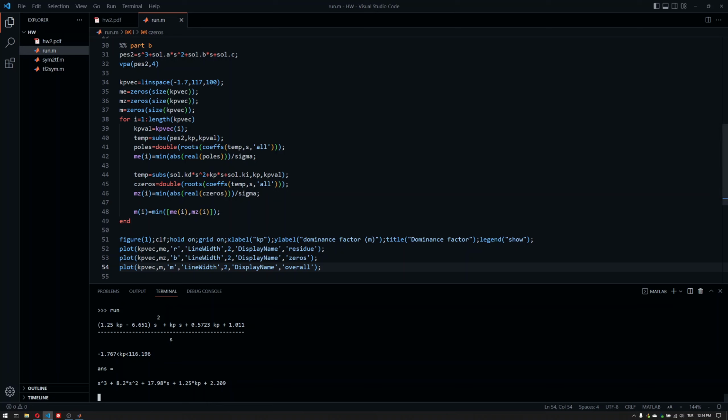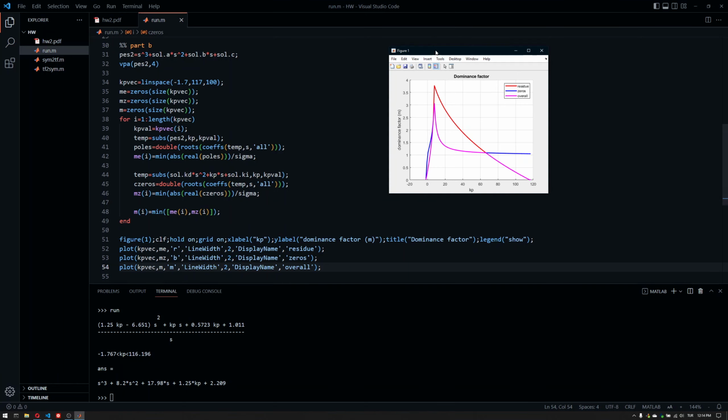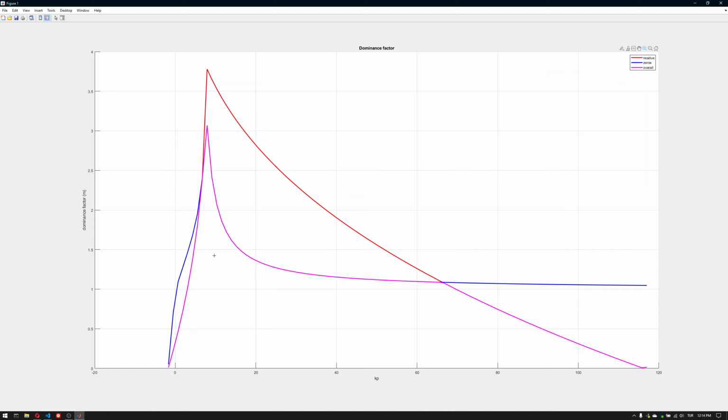I should have dropped down the samples, but yeah, we have to wait a little bit. Now I will see the overall dominance factor. You can see now that on this branch the poles are dominant because they are the minimum, and then the zeros become dominant in this region here. And in this region, again, the poles are minimum. So we're on the minimum path here.